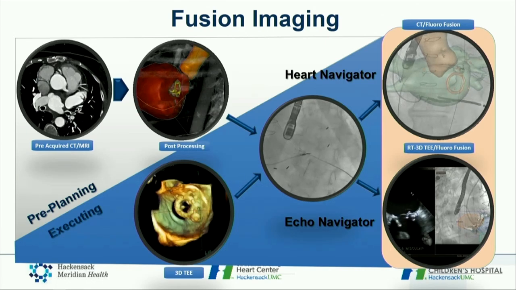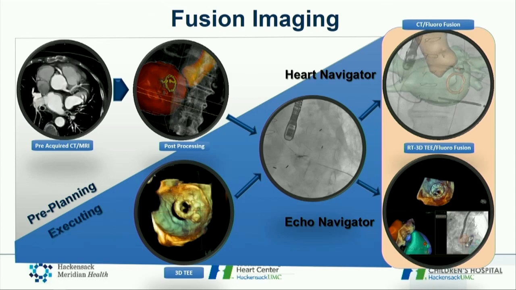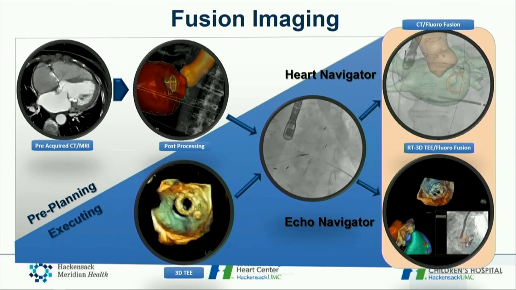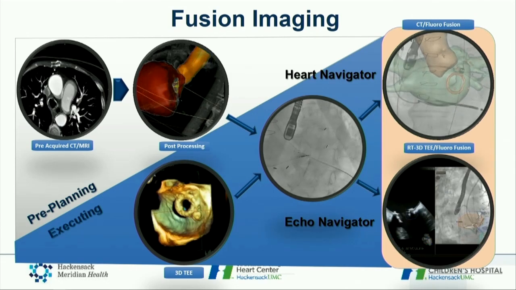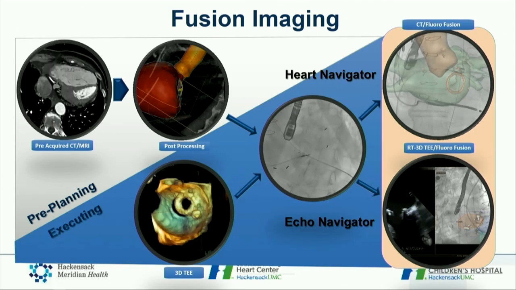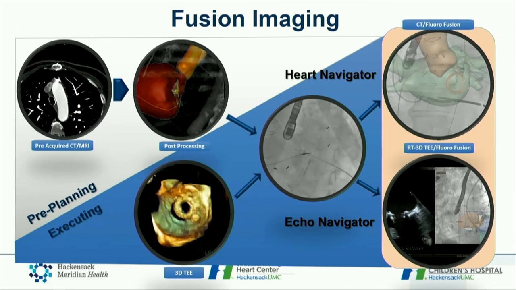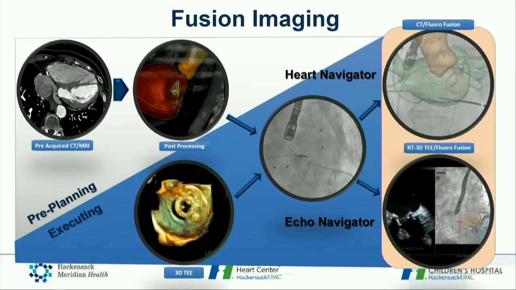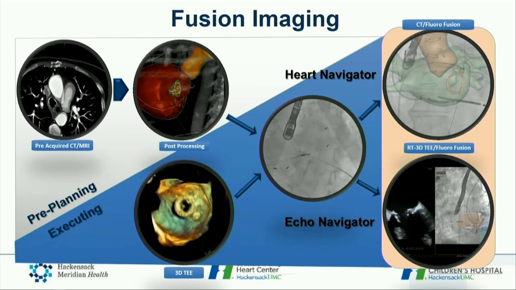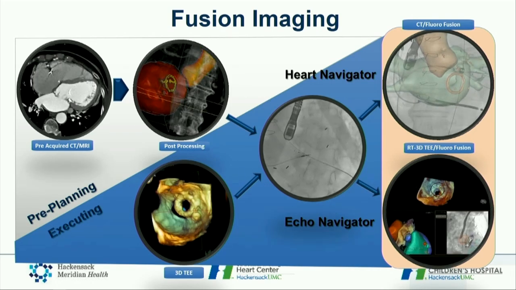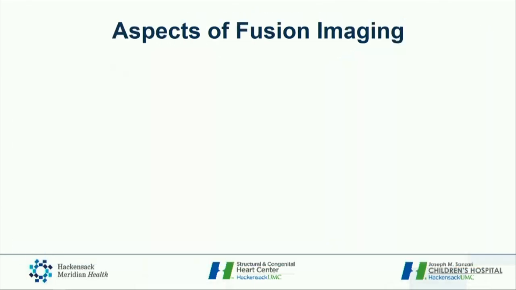But one of the main limitations of pre-acquired is that it lacks motion compensation because it's not live. So that's the advantage of having a live-to-live fusion with 3D TEE and fluoroscopy, where you simultaneously fuse two imaging modalities that are acquired simultaneously, which is mostly done with TEE in this case. But as we talked about, it's small-volume 3D data with TEE.